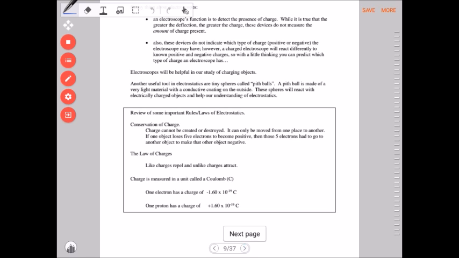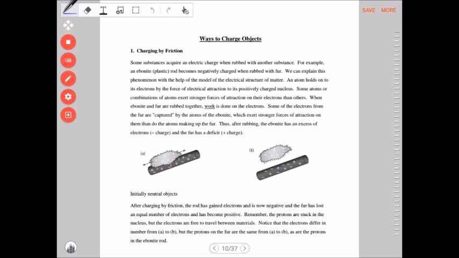All right, let's flip the page. So ways to charge objects. The first way is called charging by friction. Some substances acquire an electric charge when rubbed with another substance. For example, an ebonite or plastic rod becomes negatively charged when rubbed with fur. We can explain this phenomenon with the help of the model of the electrical structure of matter. An atom holds on to its electrons by the force of electrical attraction to its positively charged nucleus. Some atoms or combinations of atoms exert stronger forces of attraction on their electrons than others.